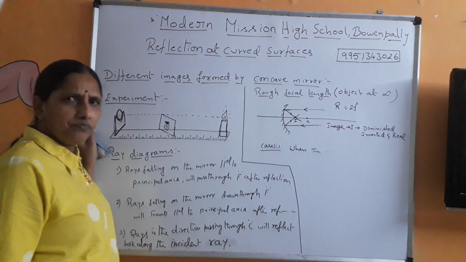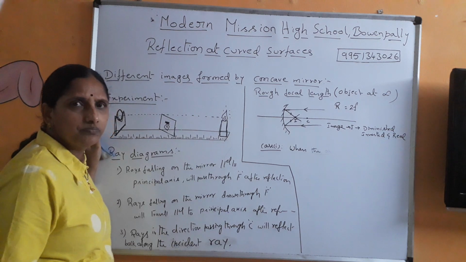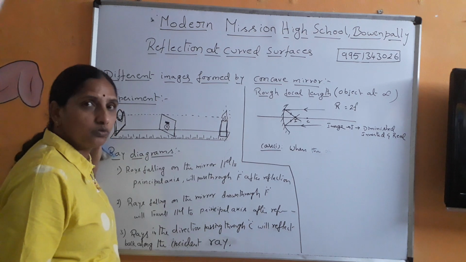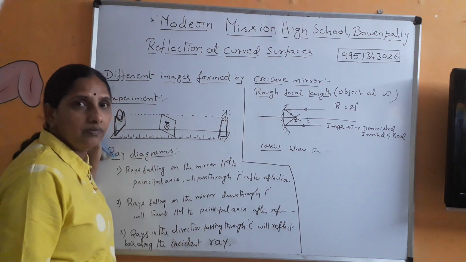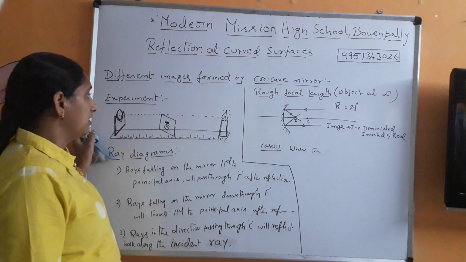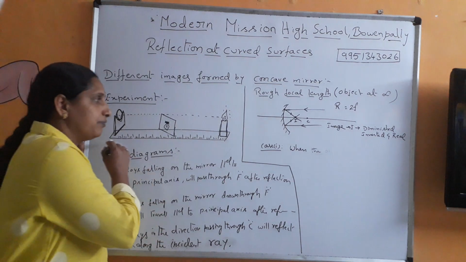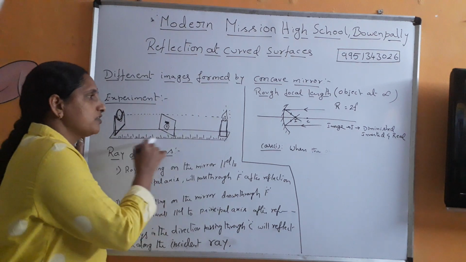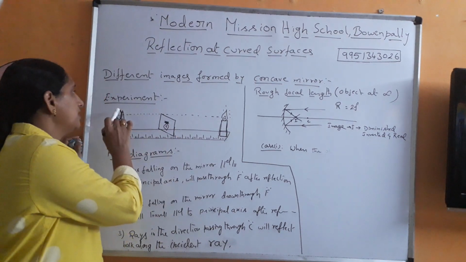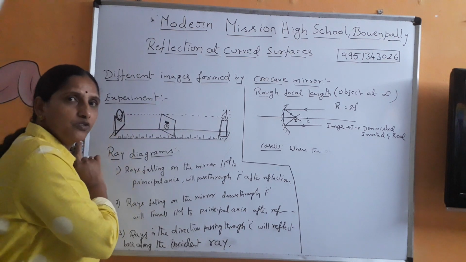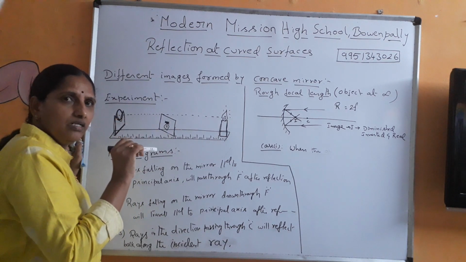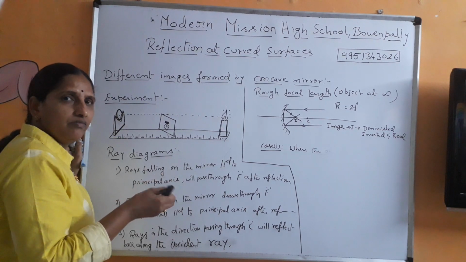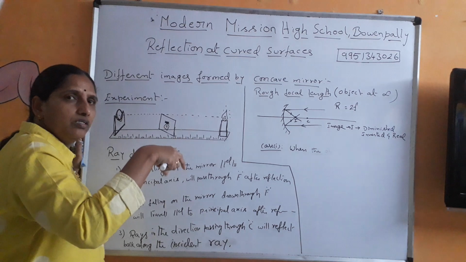For this, just a small activity. If you have a mirror at your home you can do it, or when you come back to the school you can do it in the lab. Just take a meter scale and put it on the table. With reference to the meter scale, now you take a V stand, a wooden stand.